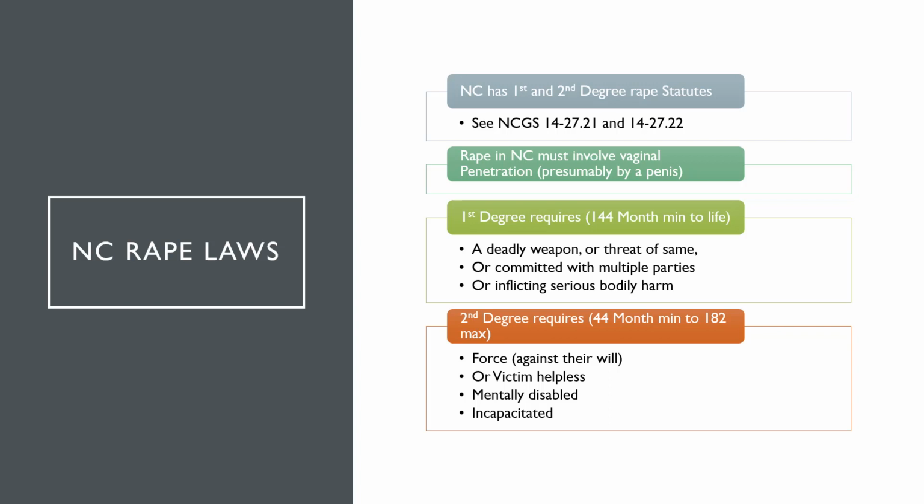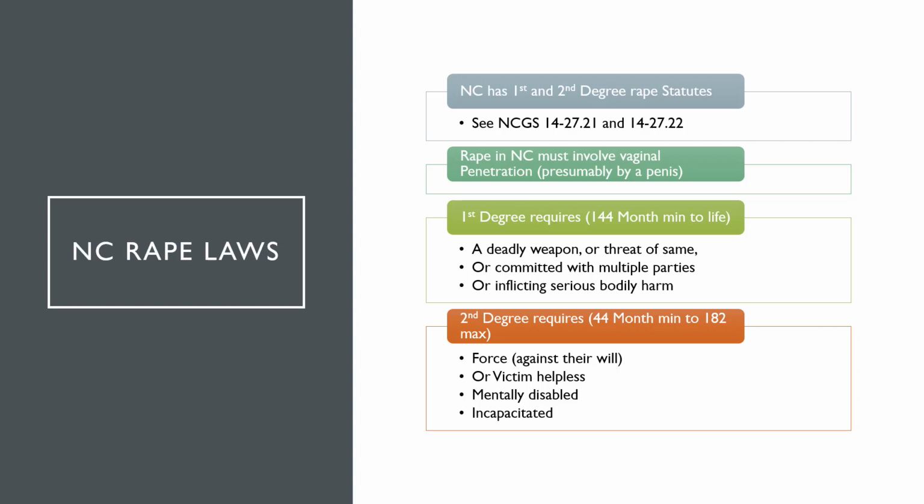It is the vaginal penetration, presumably by a penis, the slightest contact. So rape is only going to occur if there's a vagina and if there's a penis. That means there's no rape technically in North Carolina if the contact is oral, or if the contact involves anal, or if the contact is between two men or two women. Now, those are still offenses. Let me emphasize that, and when we get to sexual offense, we'll see that.